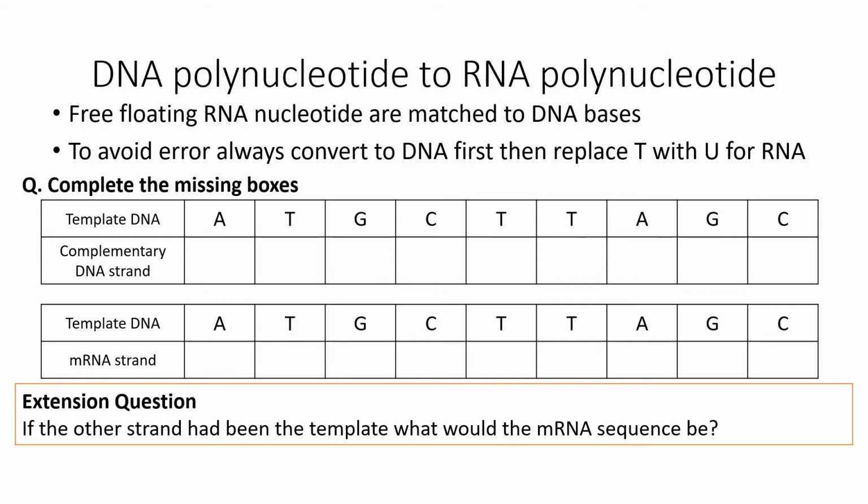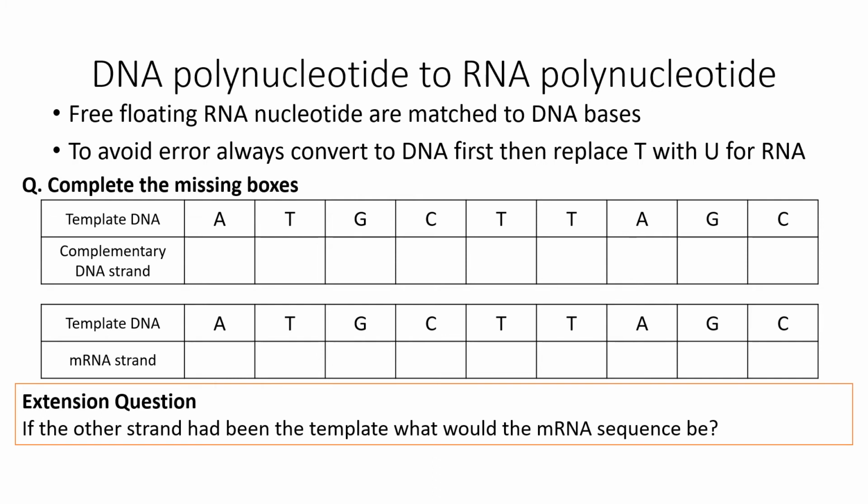So what we've got on the screen now is the DNA strand, that is the template strand from the previous picture, and we've just put it into a table to make it easier to follow. At this point, I suggest you pause the video, work out the complementary DNA strand, then look at the messenger RNA strand and work out what that sequence would be. Then you can go back and look at the original complementary DNA strand, and if it had been the template, what would the messenger RNA strand look like? So pause the video now, have a go at that task, and then when you're ready, you can restart the video.